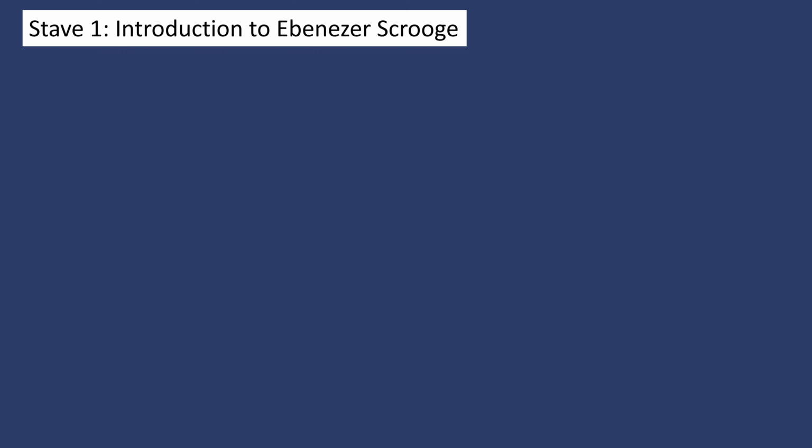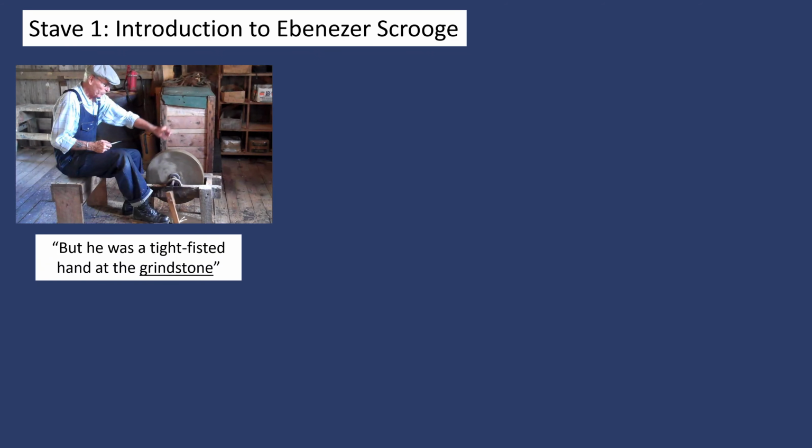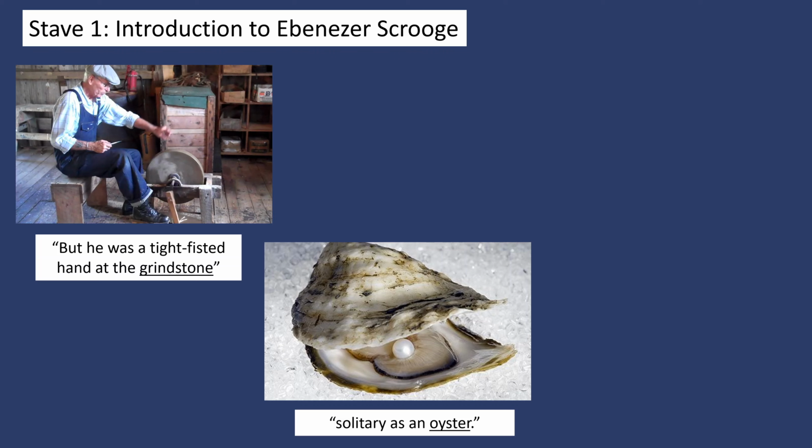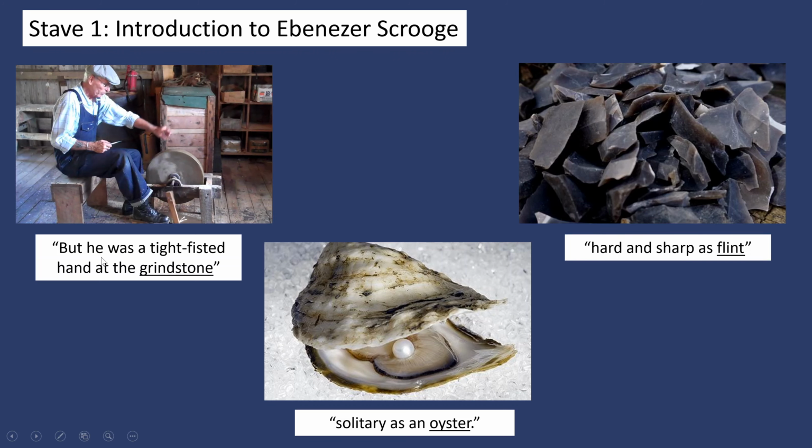Okay, so the first thing I'd like, oh no, before that, sorry, just a couple of little references that I would like to go through. So the first one: he was a tight-fisted hand at the grindstone. If you don't know what a grindstone is, this is what a grindstone is. Blacksmiths would use it to forge metal on and things like that. So that is what a grindstone is.